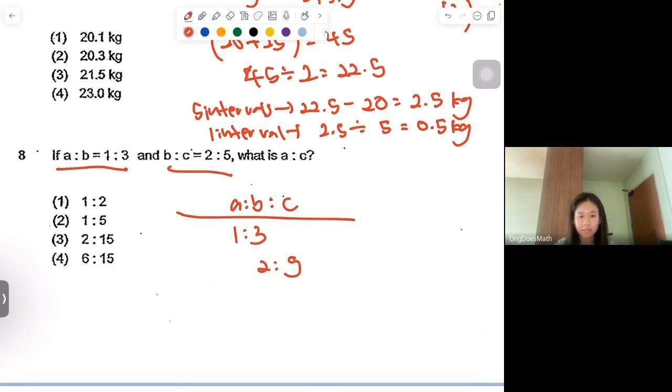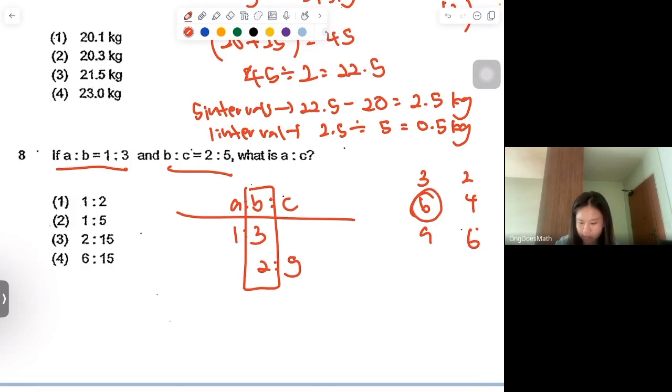So do you notice something with B? B cannot be 3 and 2 at the same time, right? You can only be one thing at one time. You can't be two things at the same time. So we have to make B the same. And the lowest common multiple is actually 6. To find the lowest common multiple, you can just list out all the multiples. And you realize that the lowest common multiple is actually 6.